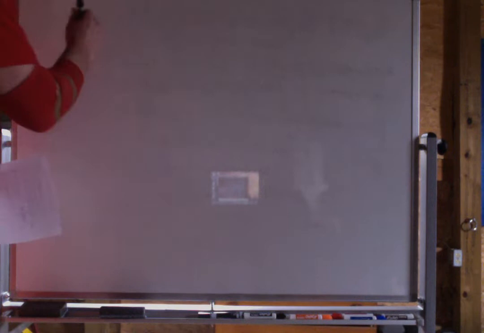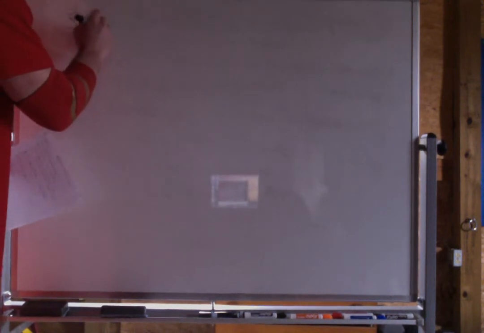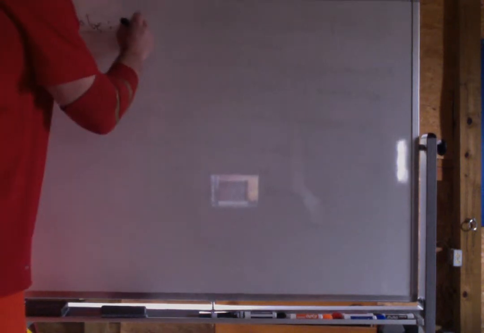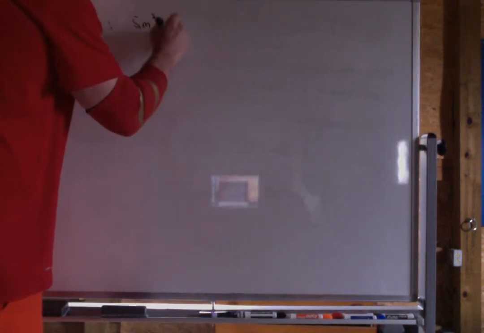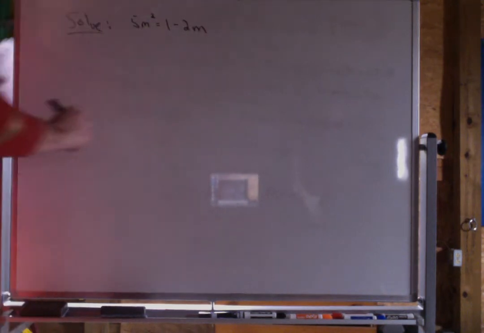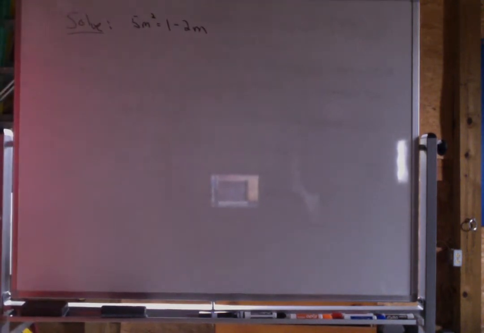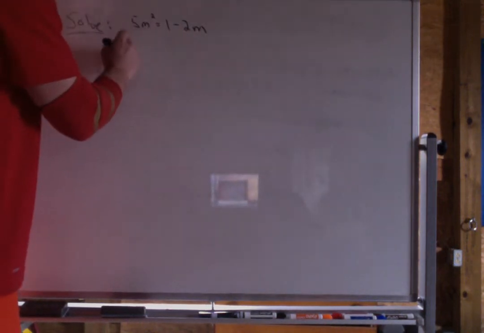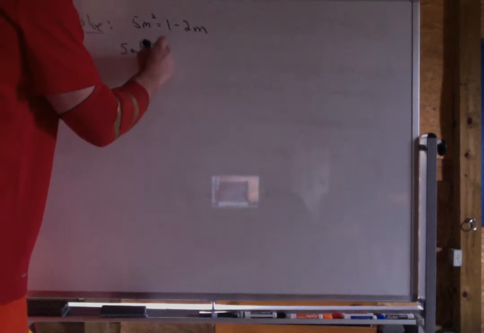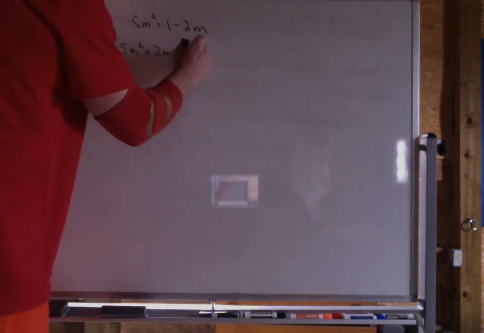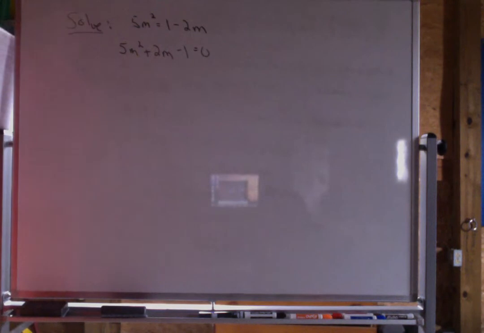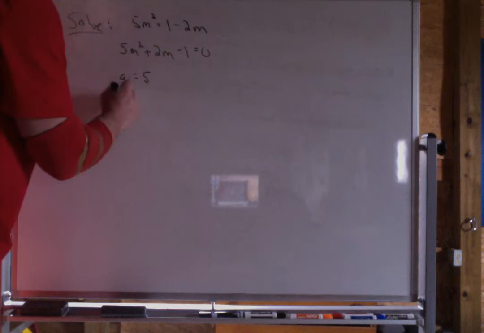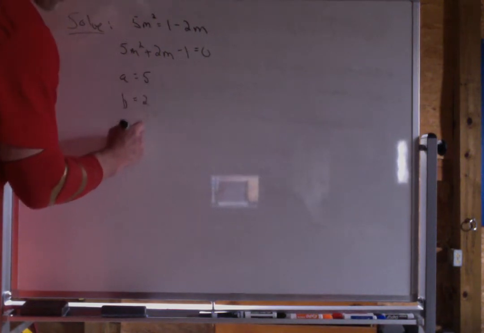So I'm going to start out. I'll solve 5m squared equals 1 minus 2m. I don't have any fractions, so I don't have to multiply anything by the LCD, but I am going to put this in standard form. So using opposites, bring my 2m over, subtract my 1. Now I have it in standard form. I'm going to list my a, b, and c. a is 5, b is 2, c is -1.